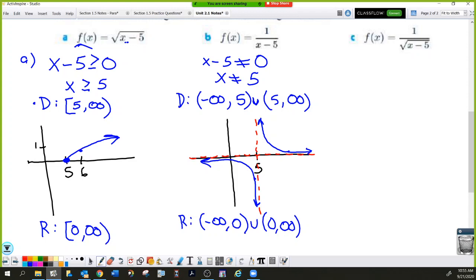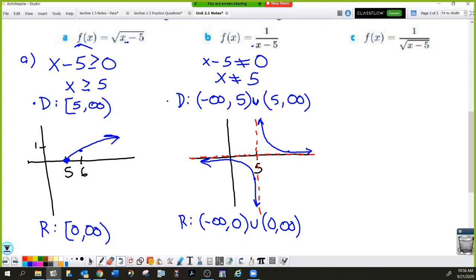in part A, is because this isn't a square root. I'm allowed to divide by positive numbers. I'm allowed to divide by negative numbers, which is both sides of 5. I'm just not allowed to divide by 0. That's why. So this union basically allowed me to include the left side and the right side of the number 5. I can plug in numbers.